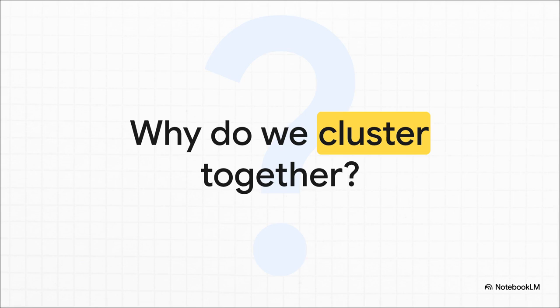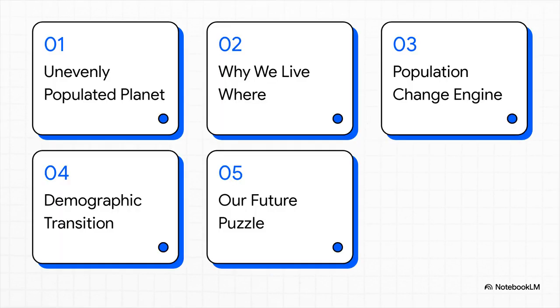Which leads to the one big question we're tackling today. Why? Why do we all bunch up like this? What is it that pulls us into some spots and pushes us out of others? So here's our game plan. We're going to start with how we're spread out, then dig into why we live where we do. After that, we'll look at the engine that makes our numbers go up or down, check out a cool theory that explains it all, and finally, we'll ask, what's next for all of us?